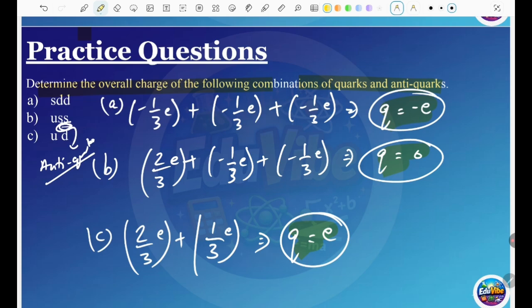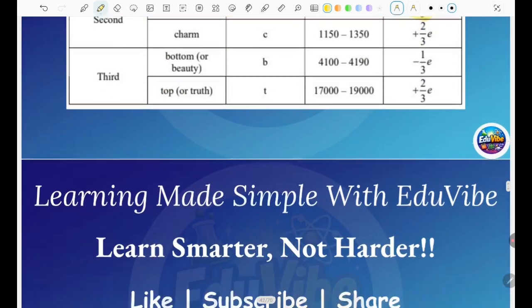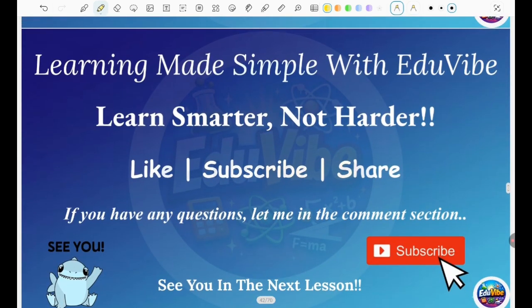That's all you have to do. So that's all for these practice questions. We completed that part and we completed the practice questions of the course. So that's all for this lesson.